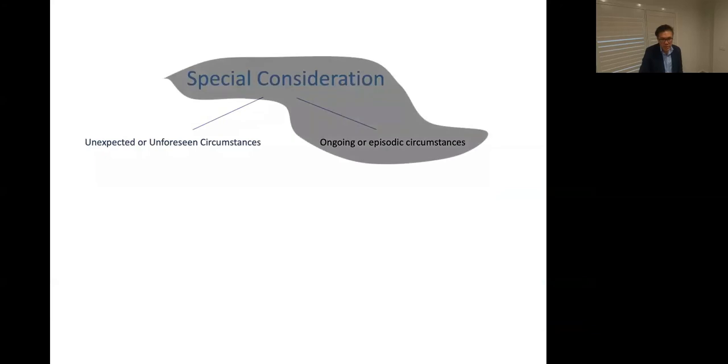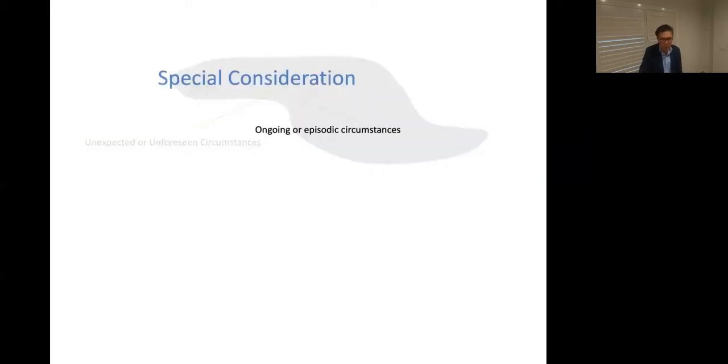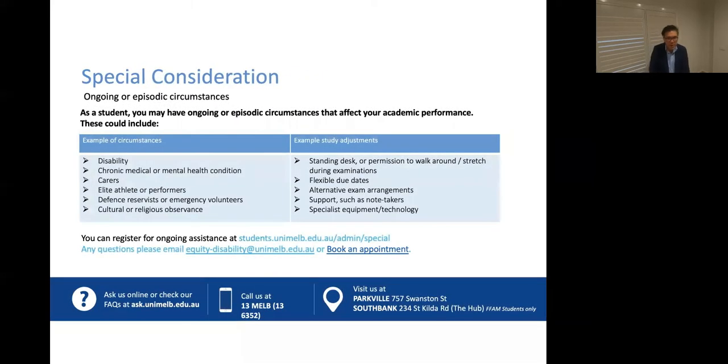Another type of special consideration is for ongoing circumstances. If it's long-term and ongoing, you can tell us and we'll try to help you as well. So if you have a disability, a chronic medical or mental health condition, if you need to care for someone long-term, or if you're an elite athlete, etc., we can help you with your studies. For example, we can be flexible with the due date of your assignment and possibly even exams. We could give you a longer time to finish your exams than other students taking the course.